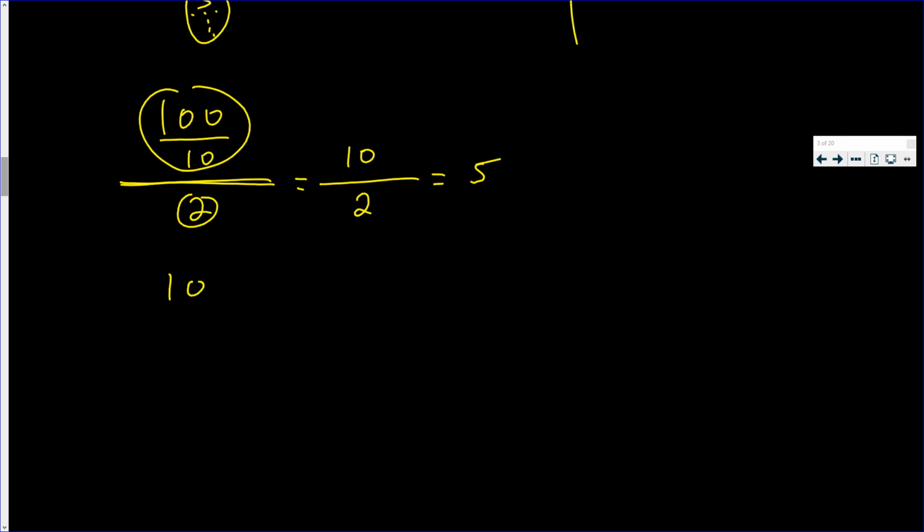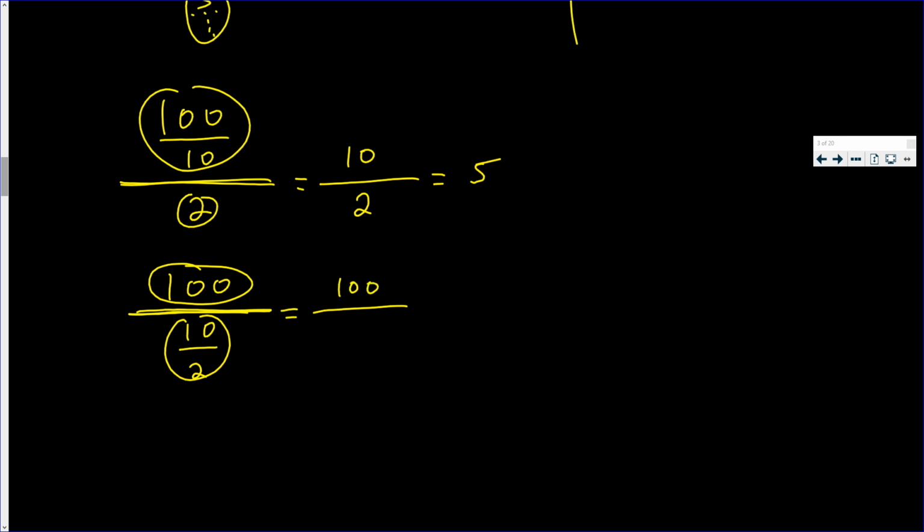Now, what if I write the same three numbers in the same order? But I make this the main division line. So it is this number divided by that number. Before I can do the divisions, I need to know what the numbers are. The top number is 100. 10 divided by 2 is 5. So the bottom number is 5. This is 20. Notice I didn't get the same answer. The main division line is very important.